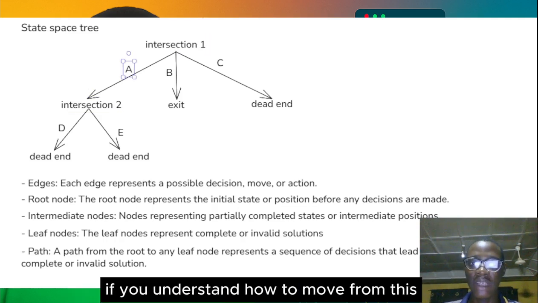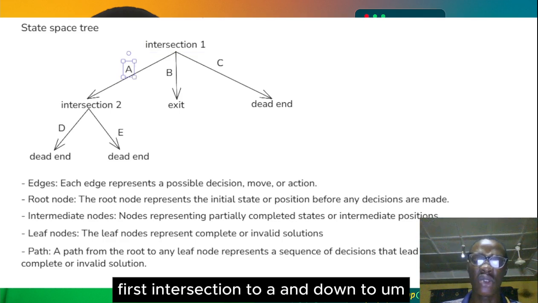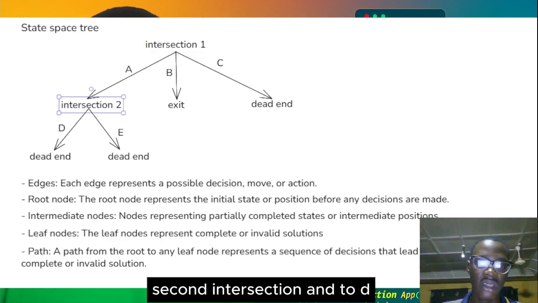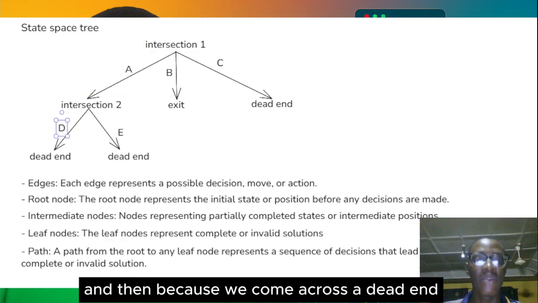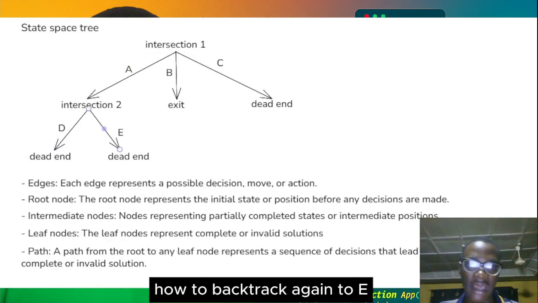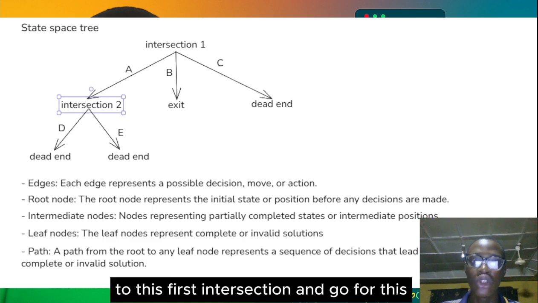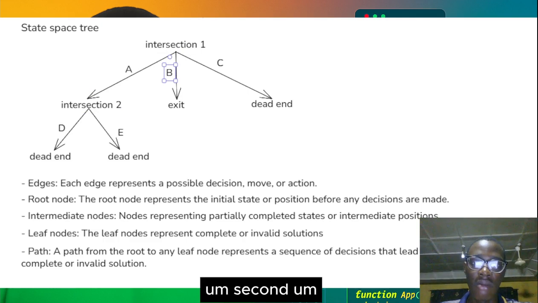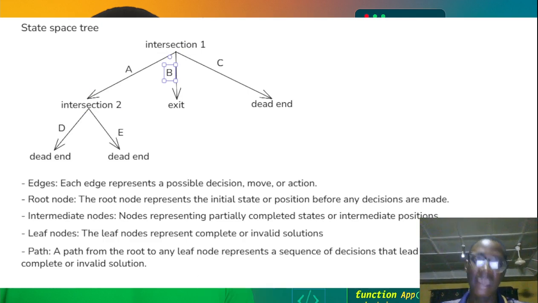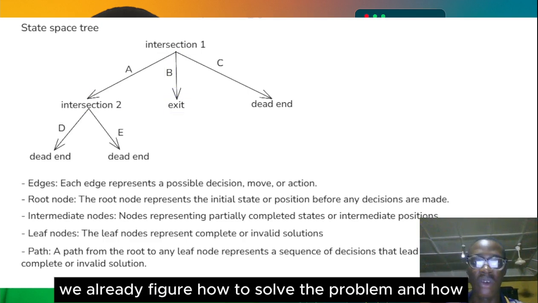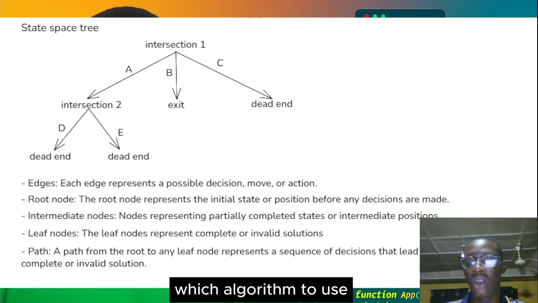So if we understand how to move from this first intersection to A and down to the second intersection and to D, and then because we come across a dead end, how to backtrack again to E, and when we come across a dead end, how to backtrack again to this first intersection and go for this second route, definitely we have already figured out how to solve the problem and which algorithm to use.